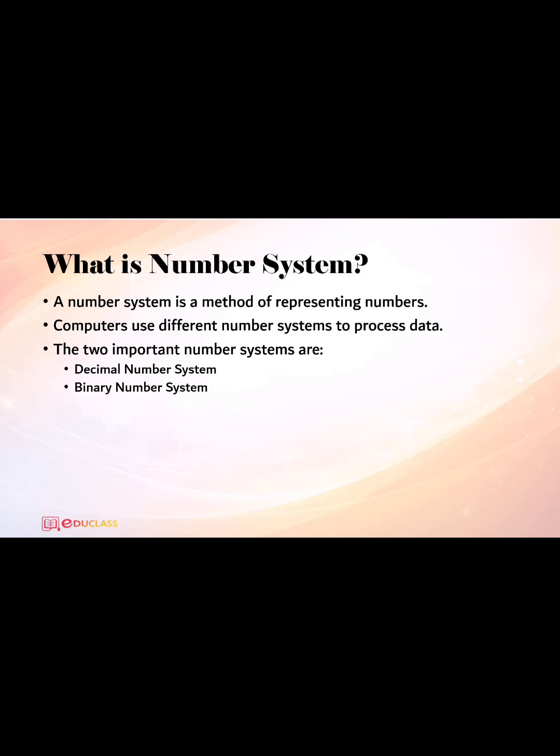If we move further, we will learn what is number system. A number system is the method of representing numbers. Computer uses different number systems to process data. The two most important number systems are decimal number system and binary number system. So with progress, we will understand better why number system is required, why the computer uses this number system.